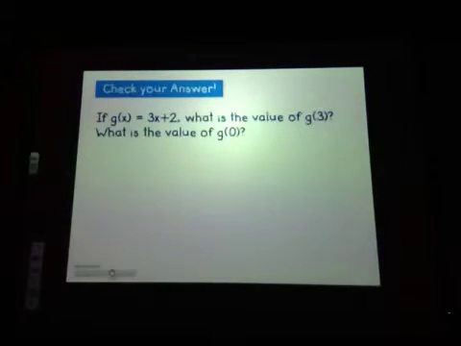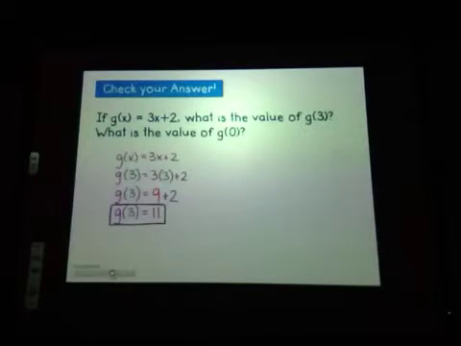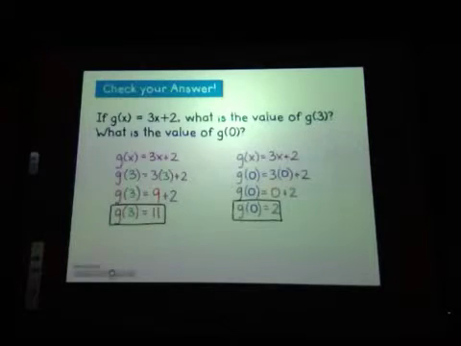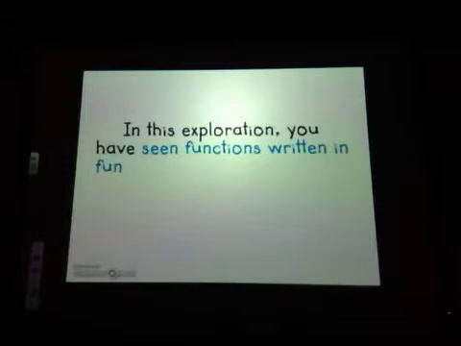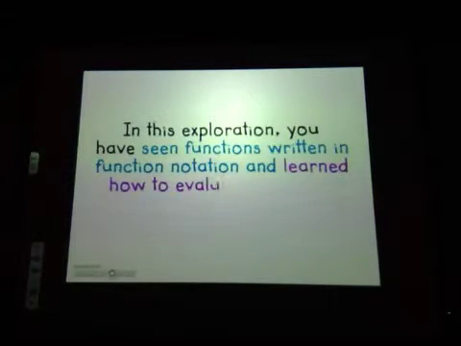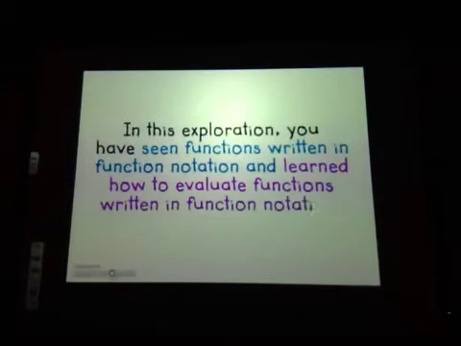So for g of 3, when we replace both x's with 3, we get g of 3 is equal to 11. For g of 0, when we replace both x's with 0, we get g of 0 is equal to 2. How did you do? Okay. In this exploration, you have seen functions written in function notation and learned how to evaluate functions written in function notation.